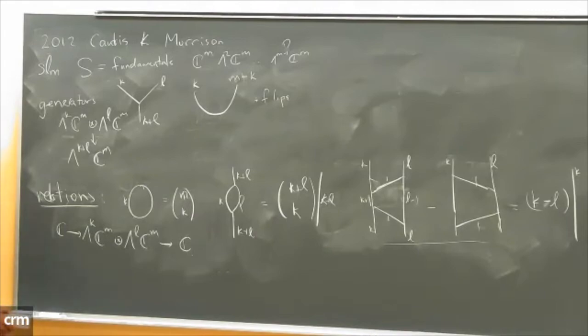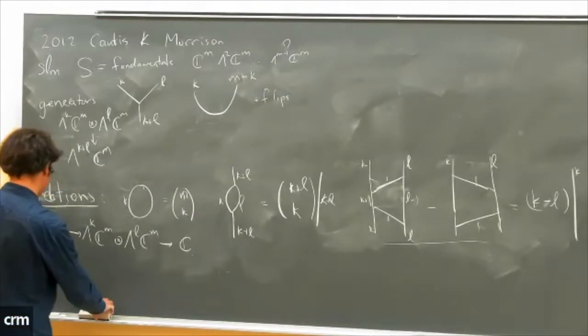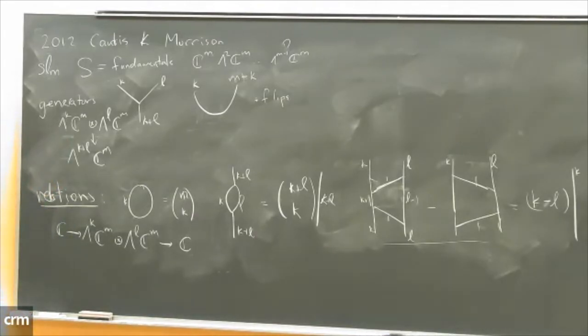Actually we worked over C, but I think Ben Elias proved that this method works, that this theorem holds, over any characteristic. So actually, the funny thing is this decomposition into irreducibles is not very important.